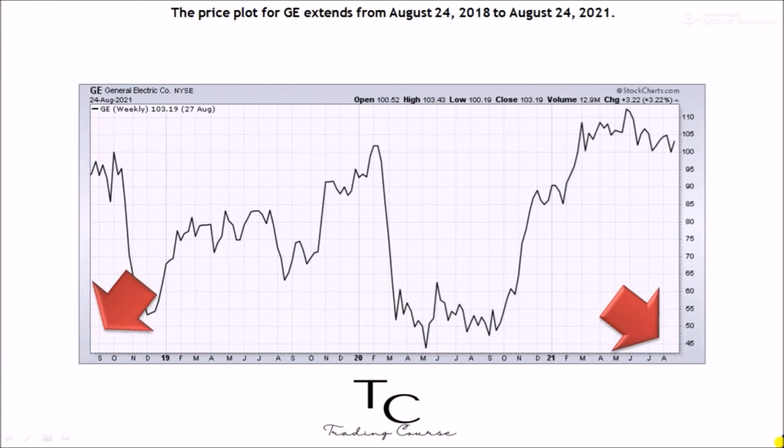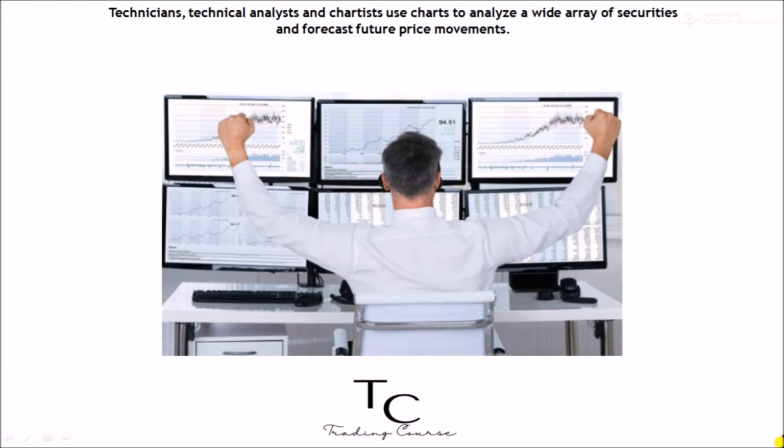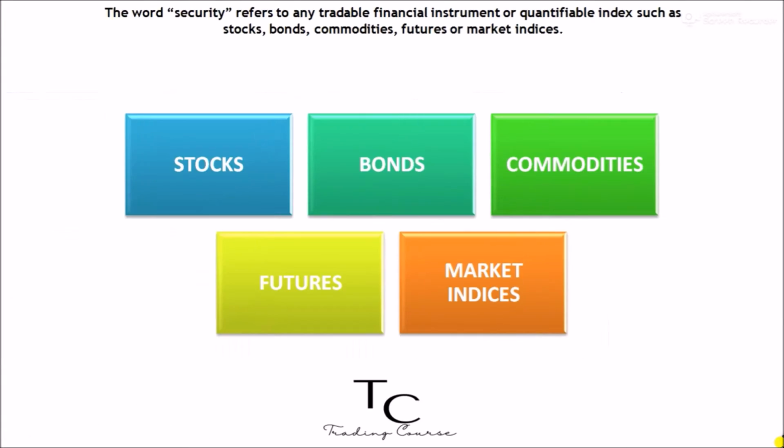The price plot for GE extends from August 24, 2018 to August 24, 2021. Technicians, technical analysts and chartists use charts to analyze a wide array of securities and forecast future price movements.